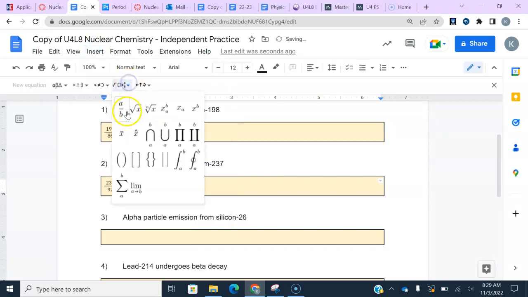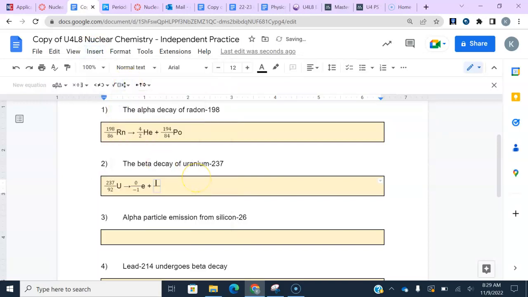So let's do our fraction. With beta decay, nothing changes with the mass. We're not losing any mass in the nucleus. Yes, a neutron is being changed into a proton, but remember, neutrons and protons have the same atomic mass, so nothing's changing with our mass. We're still going to have 237 as the atomic mass of our new atom.